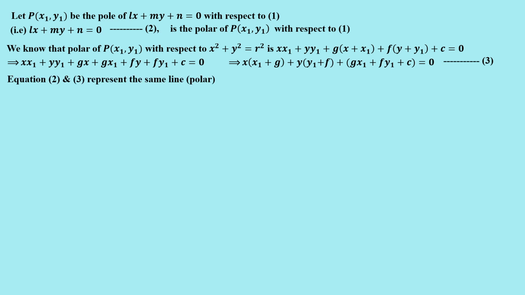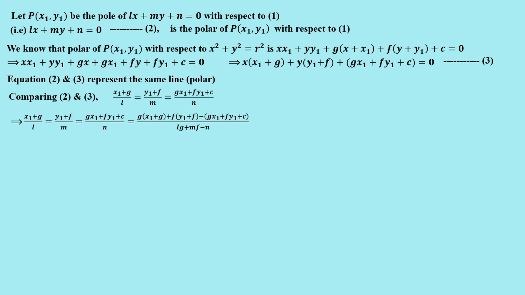So comparing 2 and 3, that is the coefficient of x, y and the constant term. From 3, the coefficient of x is x1 plus g, and from 2 the coefficient of x is L, so (x1 plus g) by L, which is equal to the coefficient of y in 3, which is y1 plus f, and in 2 it is m, so (y1 plus f) by m. Then the constant term in 3 is gx1 plus fy1 plus c, and in 2 is n, so (gx1 plus fy1 plus c) divided by n.